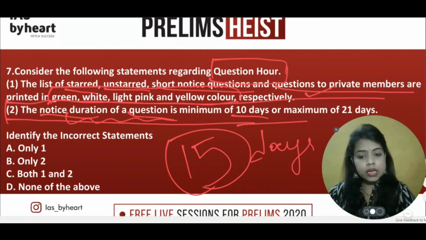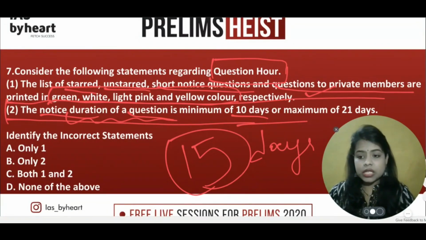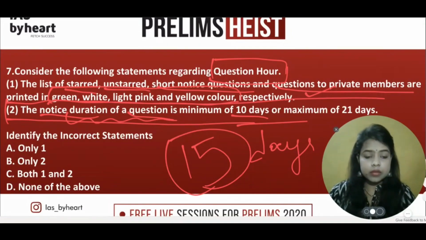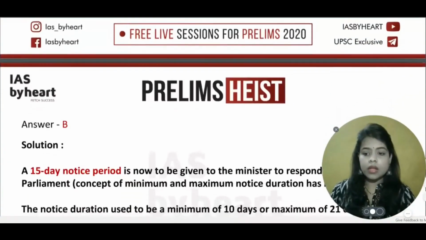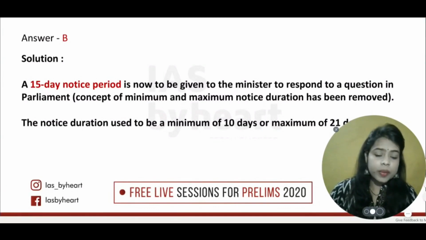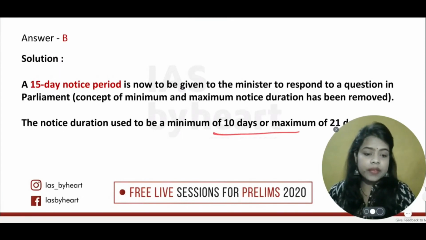So what is the answer right now? So the first statement is correct, but the second statement is wrong. But the question is asking which is the incorrect statement. So what should be the answer? So we all know it. What is the answer? So B will be the answer. And the 15-day notice period is now given to the minister to respond to a question in parliament as it is changed. And before it used to be 10 or 21 days.